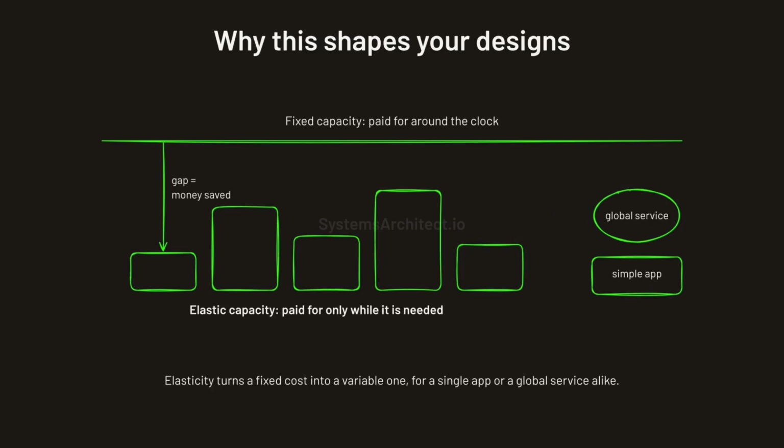Elasticity turns capacity from a fixed cost into a variable one, so you stop paying for machines that sit idle overnight or over a quiet weekend. That single shift is often the largest lever you have over a cloud bill. It also protects you from the opposite failure. A sudden spike is one a fixed fleet cannot absorb.